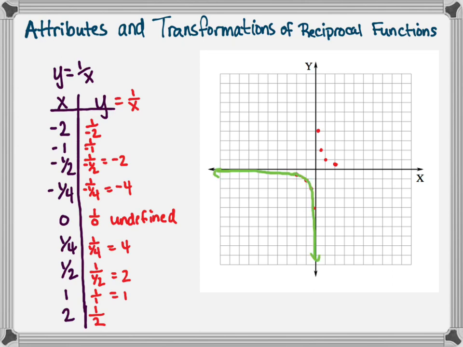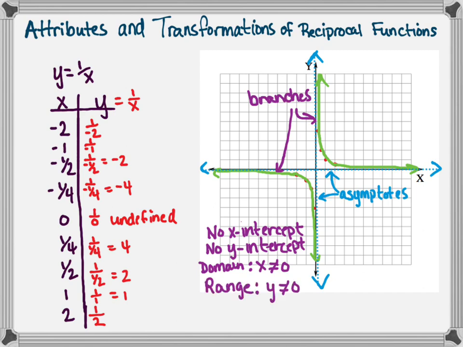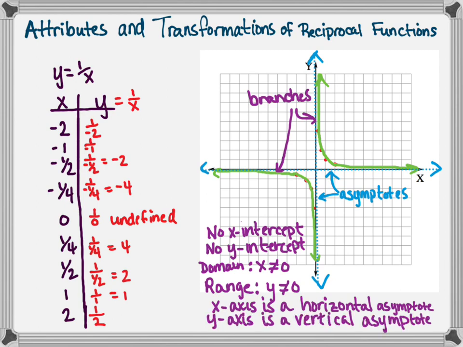And if I draw in these branches in green, I have 2 separate branches that are not connected. I have 2 asymptotes. I have a horizontal asymptote on the x-axis and a vertical asymptote on the y-axis. I have no x-intercept, no y-intercept. The domain is x does not equal 0. The range is y does not equal 0. And the x-axis is a horizontal asymptote, and the y-axis is a vertical asymptote. So that's our parent function.